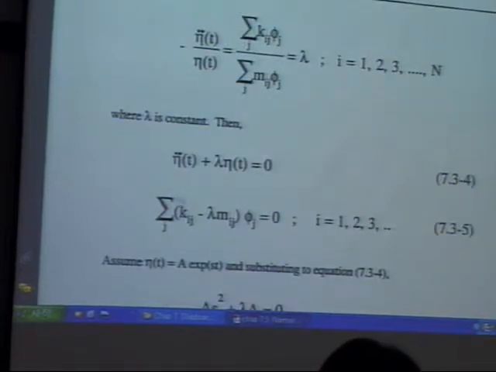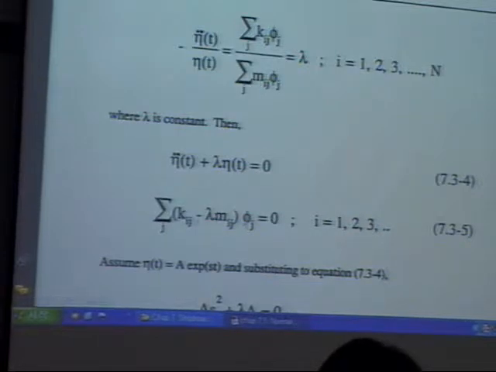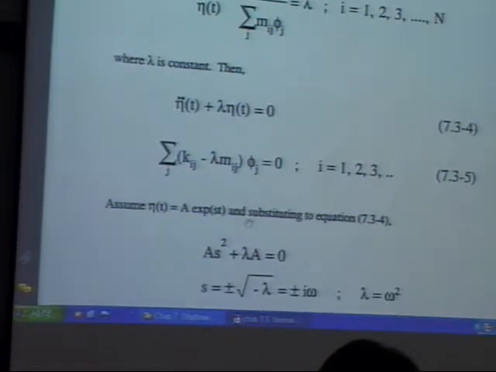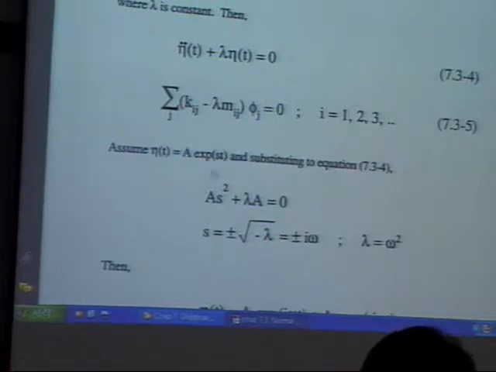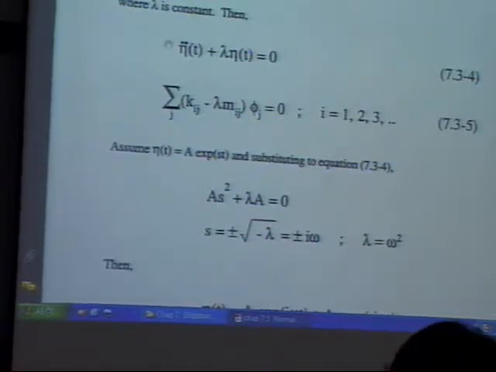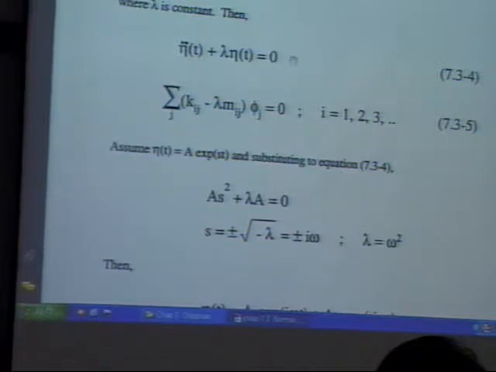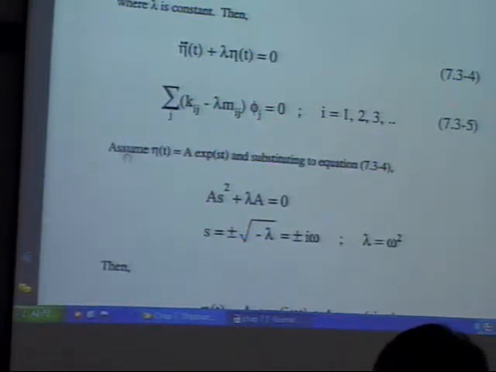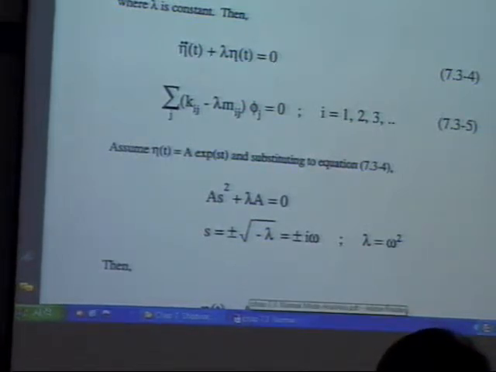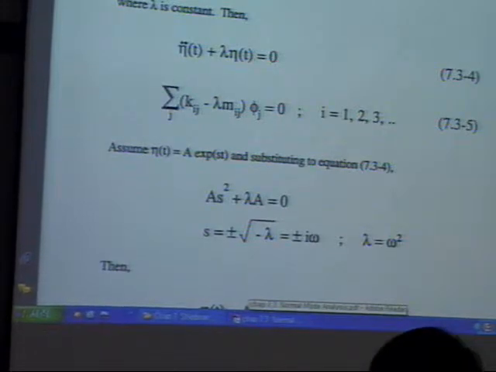So just rewrite this. This is equal to lambda. You have this. Okay? So now we have to solve this. And I'm going to say to solve this is a piece of cake, because this is the simplest second order ordinary differential equation. Eta double dot. So I'm going to say assume or let eta is equal to a times e to the st. So e to the st, s is the root.